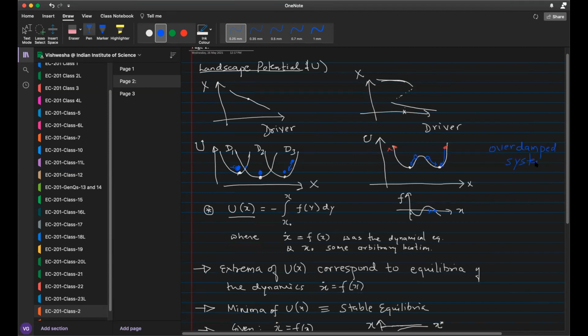Have you heard of overdamped systems? When you study harmonic oscillators, you should think of these as that, which is why there is no question of being able to cross the barrier. Now, of course, there are ways to cross the barrier.